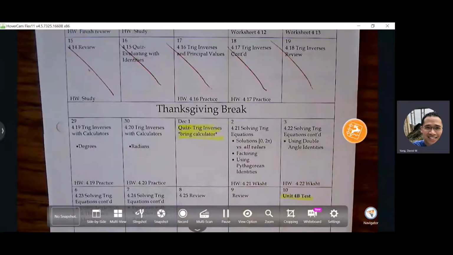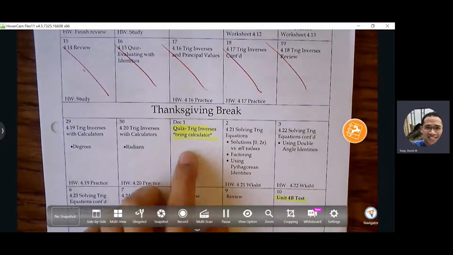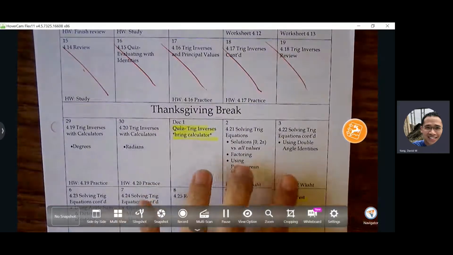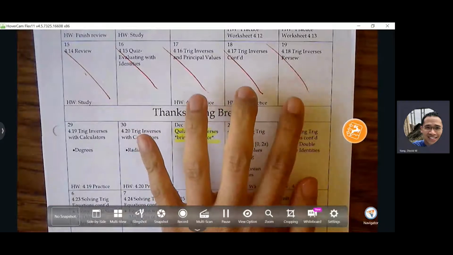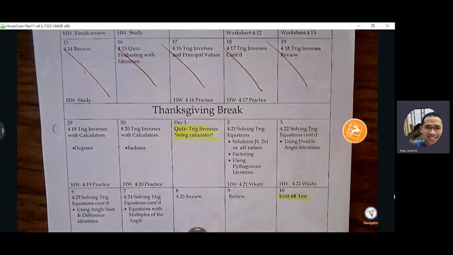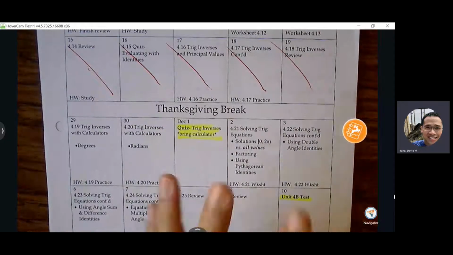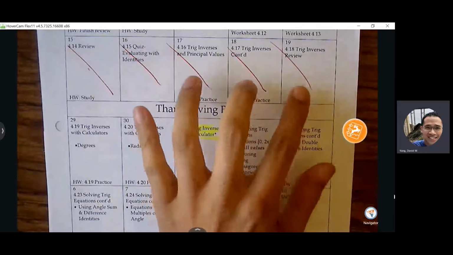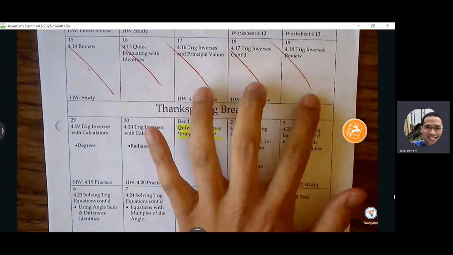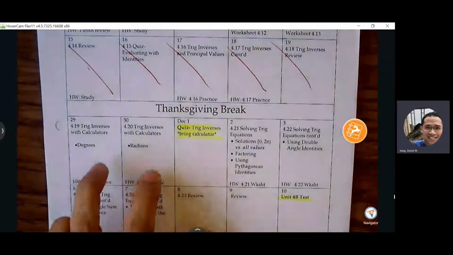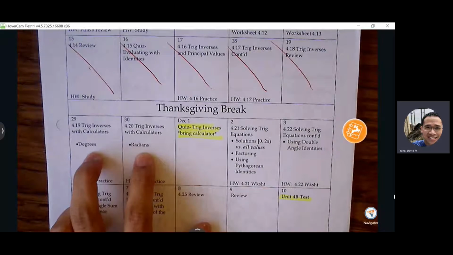So before break, we started with trig inverses. We'll do a little bit of review, but what we did that Wednesday through Friday before break, you guys seem to have a pretty good grasp on principal values. So we'll review that a little bit, and then we're really not going to cover anything new, except for the fact that we're bringing in a little bit of calculator work.